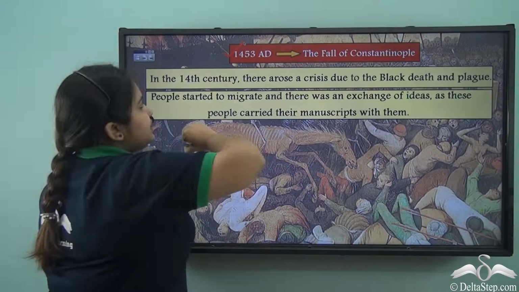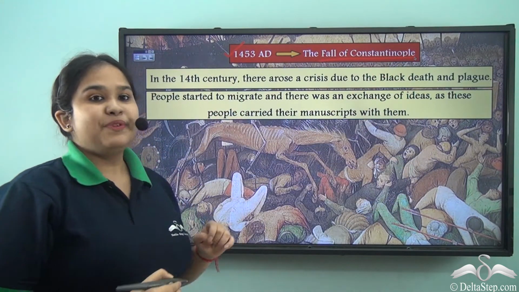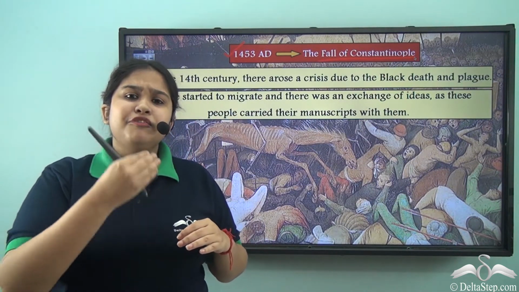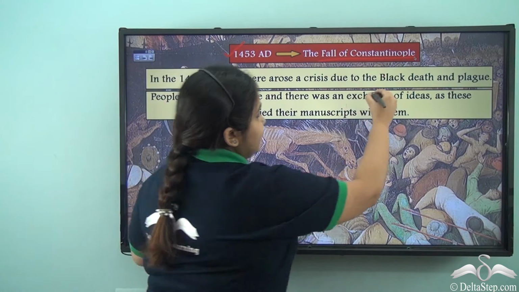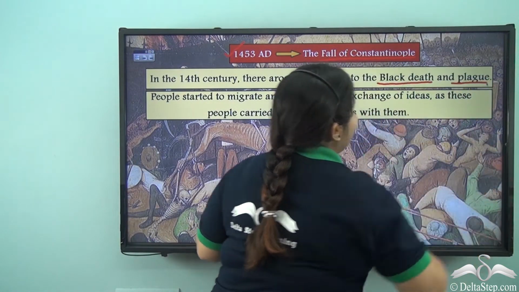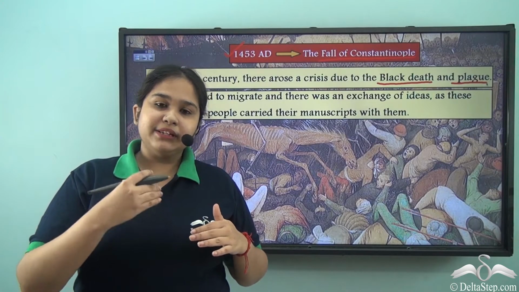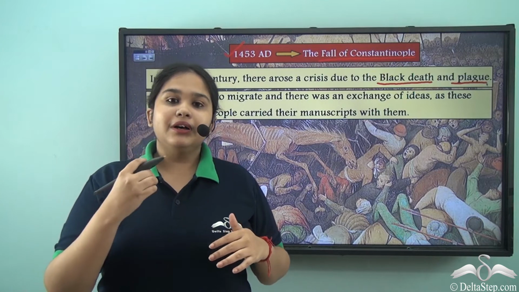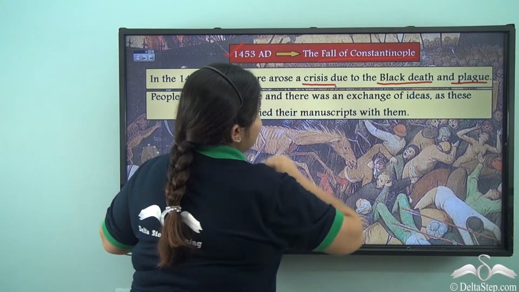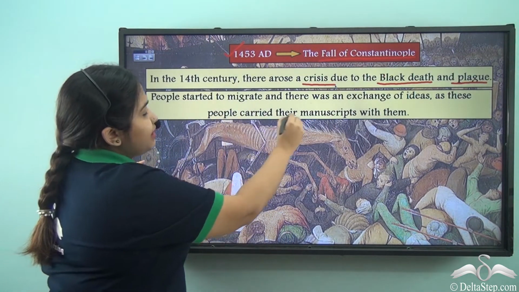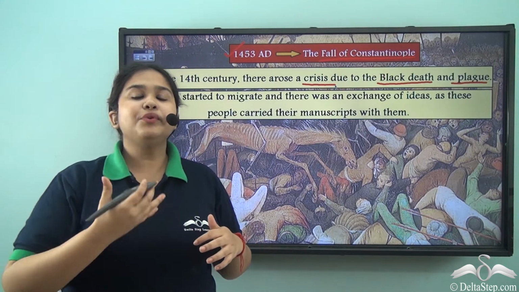Thus, in 1453 AD, when Constantinople falls, we see that this phase of turmoil continues, because Europe is hit with Black Death and plague. Now, Black Death and plague were almost very similar to the recent pandemic caused by COVID-19, right? People were dying, and there was a crisis that arose, right? And people, after this crisis as well, started to migrate to various areas.